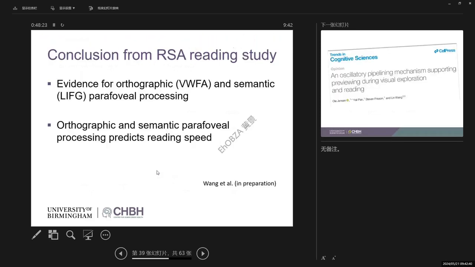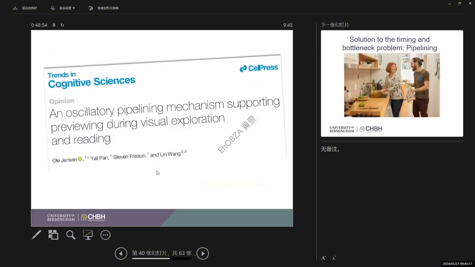So I'm going to finish this part by concluding that we now have convergent evidence for semantic processing. Furthermore, using the RSA approach, we can localize the semantic parafoveal processing to the left inferior frontal gyrus. And we also find evidence for orthographic processing in the visual word form area. And both these effects are predictive of reading speeds. Okay, so far so good.